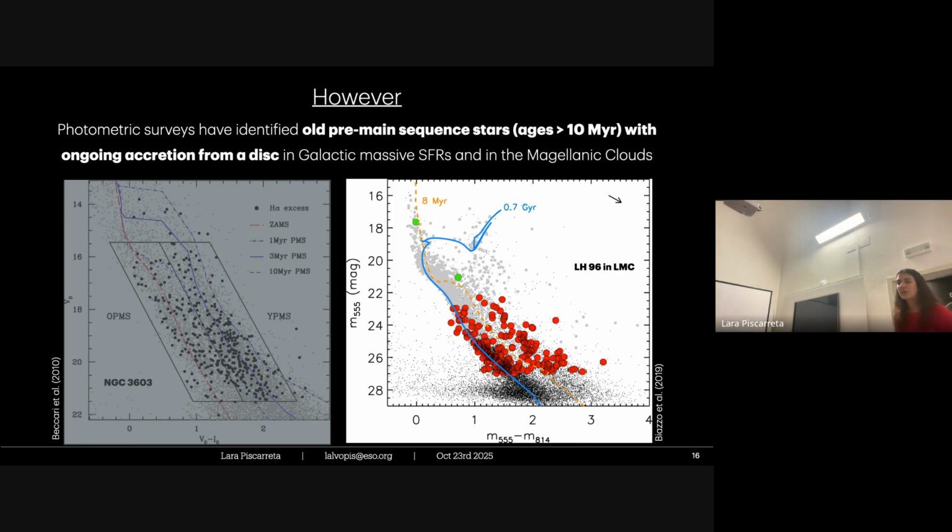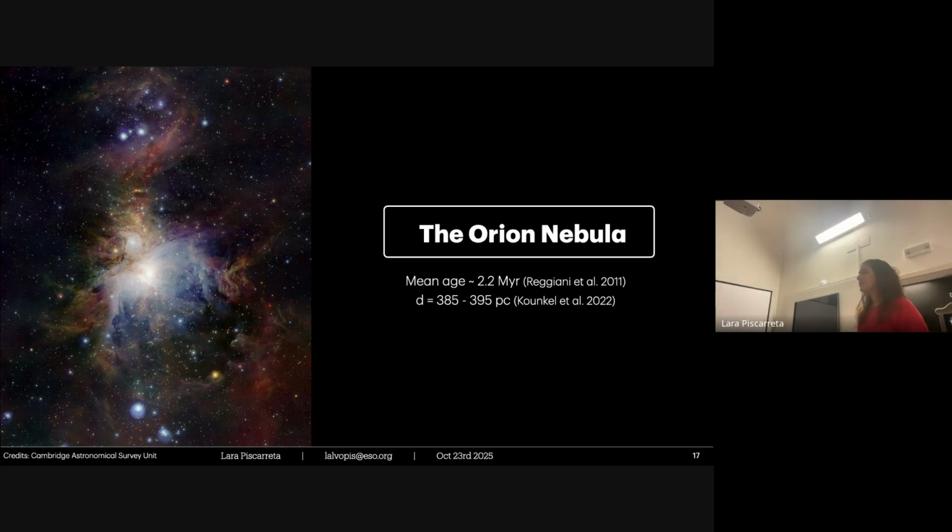So today, what I'm bringing here is basically the case of the Orion Nebula. I don't think this massive star-forming region needs a whole introduction because I think it is very well known. But just to refresh our minds, it has a mean estimated age around 2.2 megayears, and it is located at 400 parsecs from us. And it seems that it hosts this kind of population.